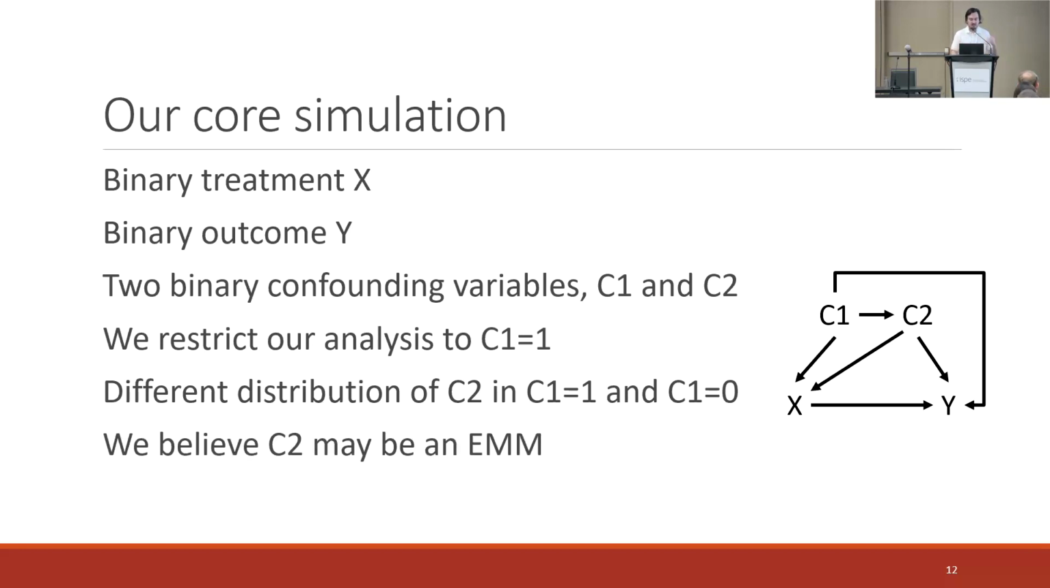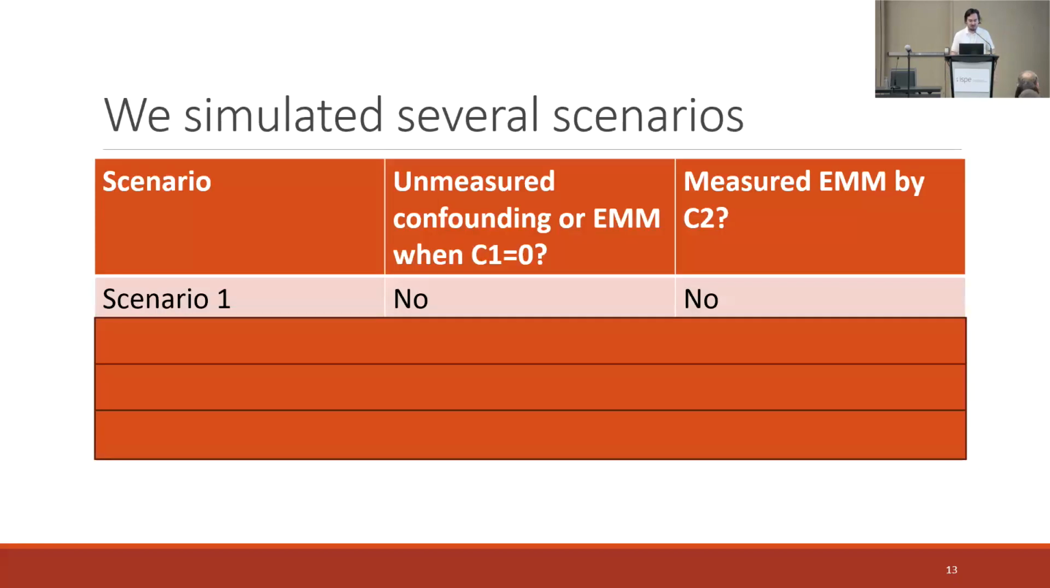And we think that C2 could be an effect measure modifying variable. And if that's the case, this restriction gets a little tricky. So the way you might represent this is to have this kind of unmeasured confounder that may or may not be associated with levels of C1. So we made a bunch of different scenarios, specifically 4, where the first one was, what if there's no confounding that we didn't account for, and what if there's no measured EMM by C2? So C2 isn't a modifier, there's no confounding.